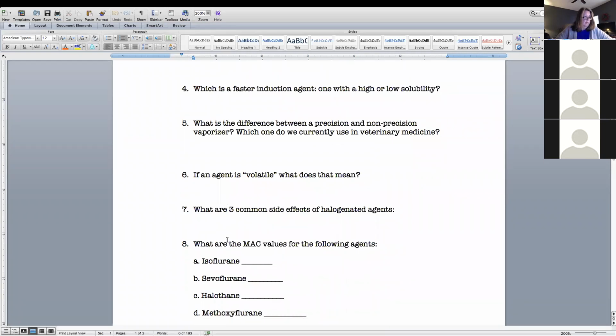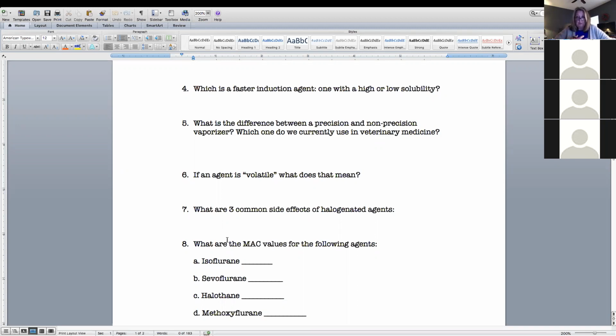What are 3 common side effects of halogenated agents? All of the agents in general, number 1, are respiratory depressants. And you see in the notes, it says dose dependent. What that means is obviously the higher the dose, the worse the respiratory depression. Respiratory depression can mean rate and depth. So they don't breathe as often, they don't breathe as deep.